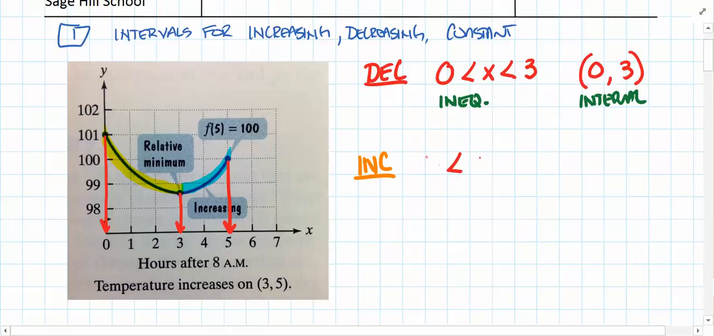3 is less than x is less than 5. And how would I write it in interval notation? Yep, parenthesis 3, comma 5. Very good. Absolutely perfect.